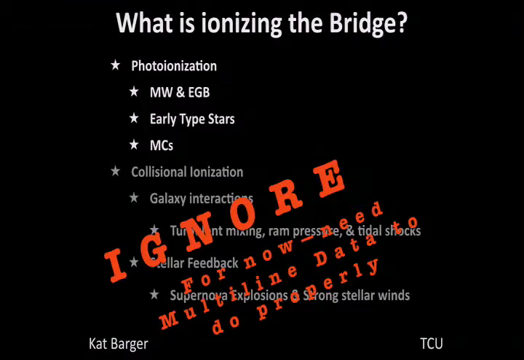Okay, so for photoionization, what sources do we have? Well, we have the nearby Milky Way, which is right next door. We have the extragalactic background, ionizing radiation from galaxies far, far away. Early type stars within the bridge itself, as well as the neighboring Magellanic Cloud galaxies.